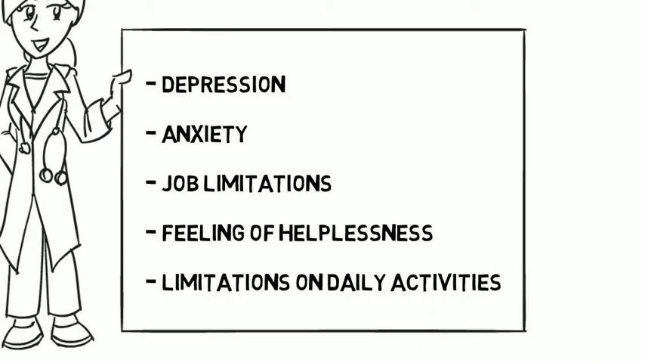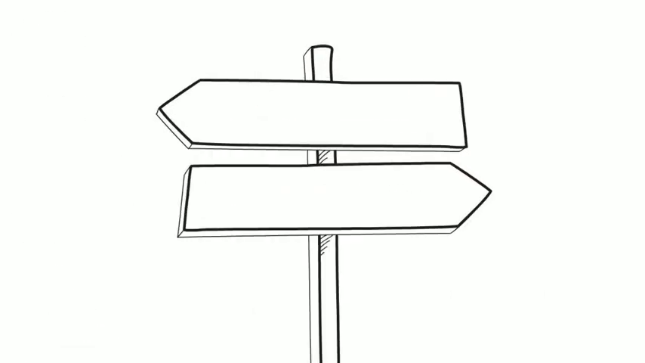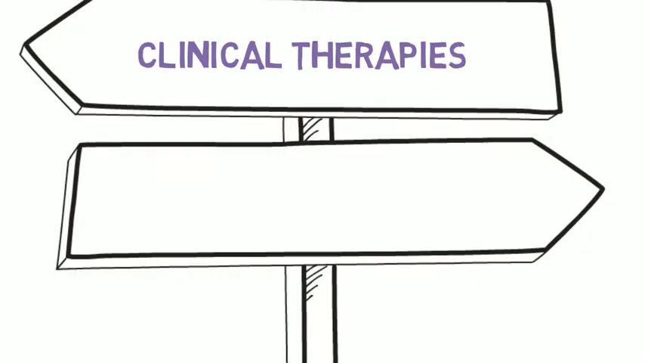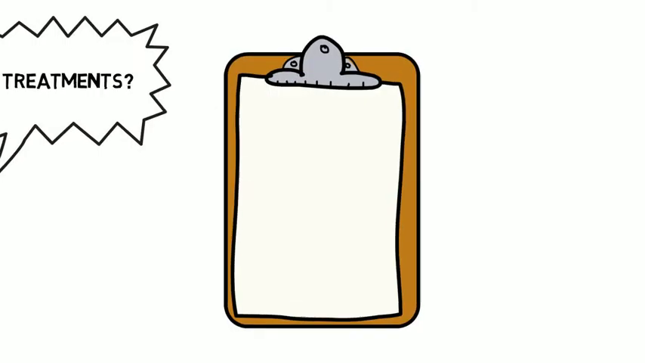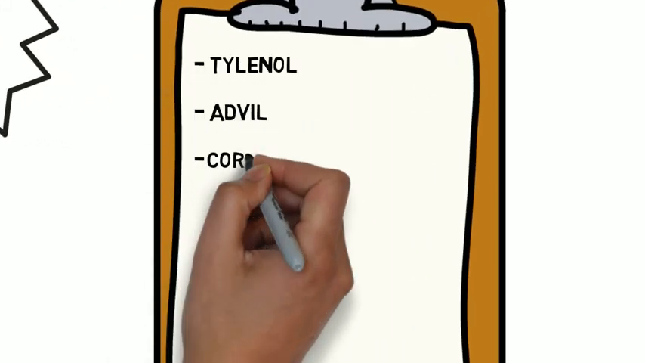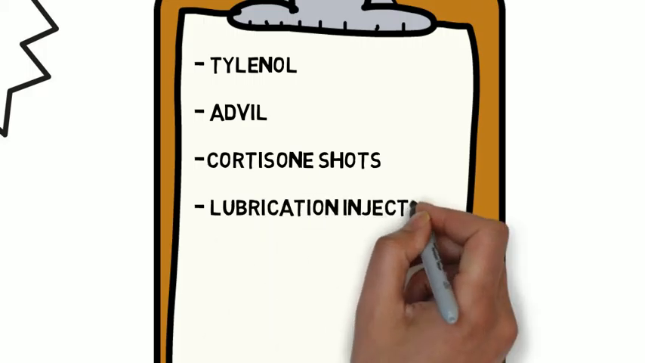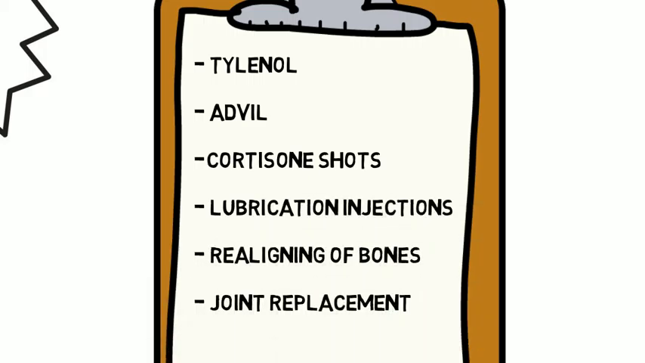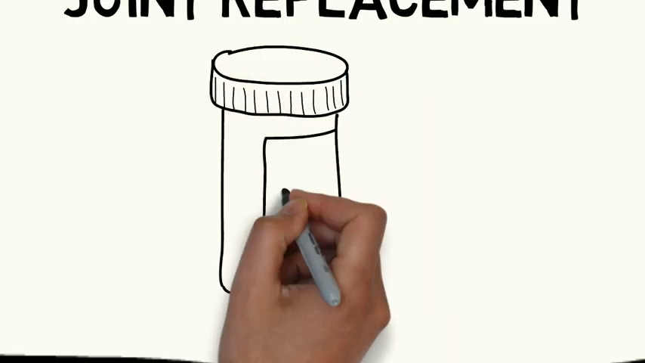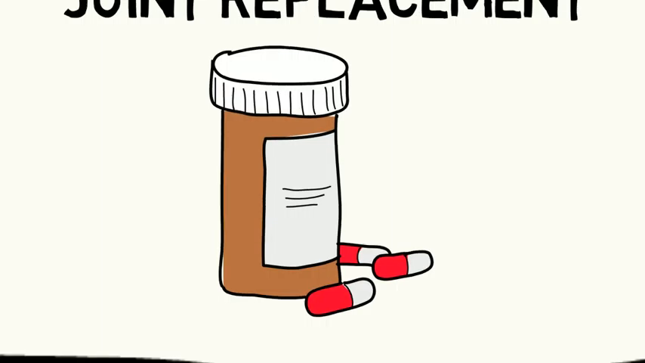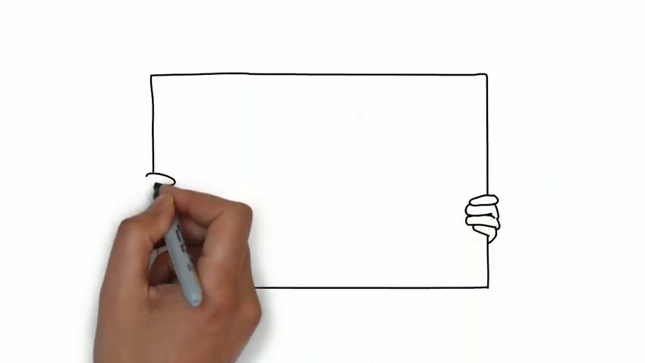Now we are going to give you a breakdown of the clinical therapies and nutritional modifications. Even though there is no cure for osteoarthritis, there are some treatments available to help manage symptoms. Some of these treatments include Tylenol, Advil and Motrin IB, cortisone shots, lubrication injections, realigning of bones, and joint replacement. The nutritional modifications are suggestions to help reduce pain and inflammation.